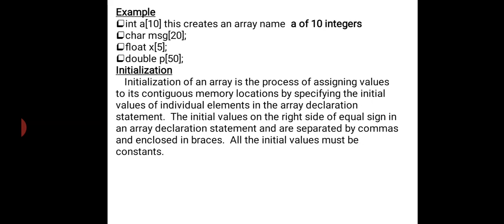How to initialize an array? Initialization of an array is the process of assigning values to its continuous memory locations by specifying the initial values of individual elements in the array declaration. The initial values are on the right side of the equal sign in an array declaration statement, separated by commas and enclosed in braces. All the initial values must be constants.